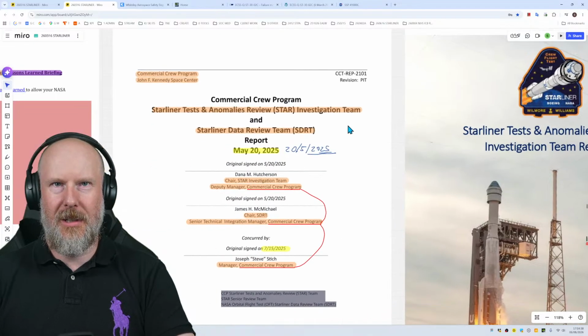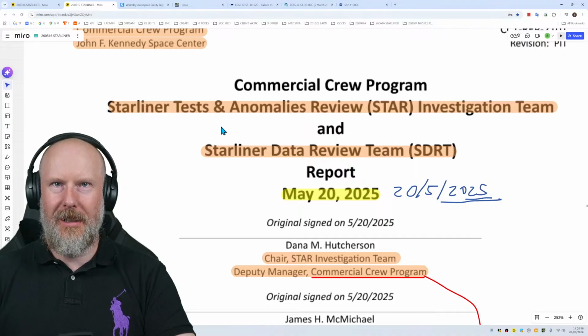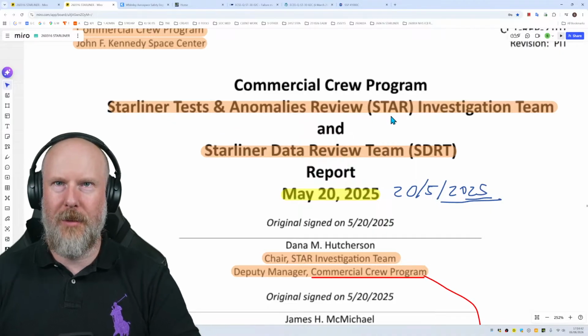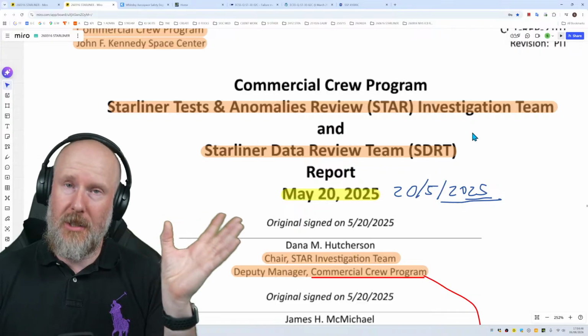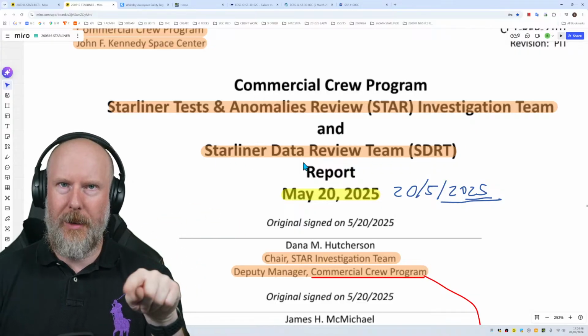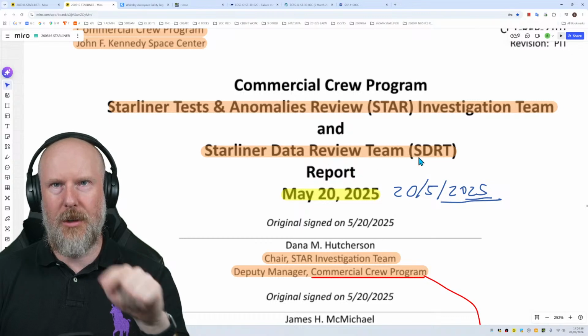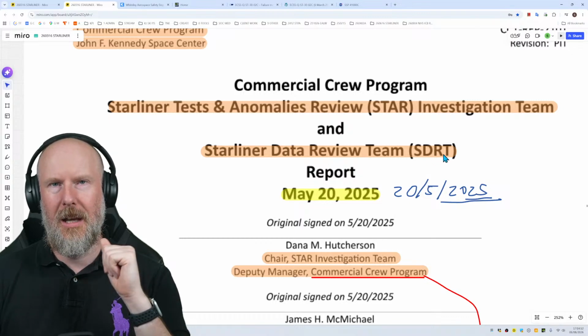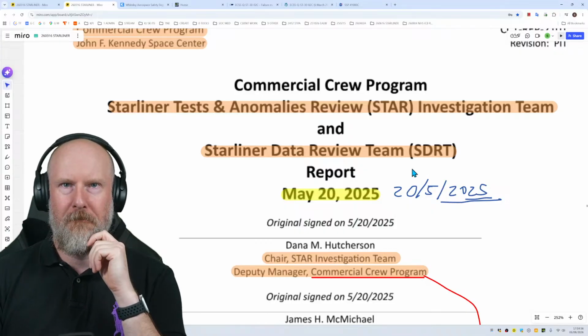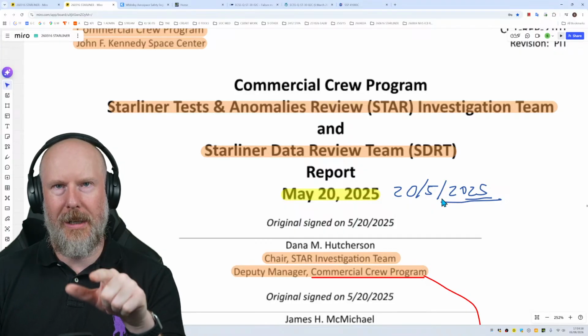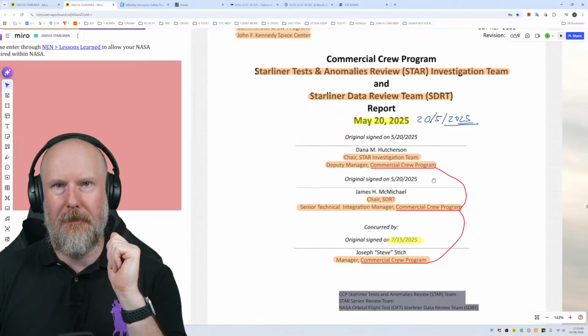So that stands for STAR, as you can see there. Starliner Tests and Anomalies Review Investigation Team. But this report, which is Appendix G to the bigger report, also includes the Starliner Data Review Team, SDRT report as well. So there's sort of two compressed together there, and these were delivered in May 2025.